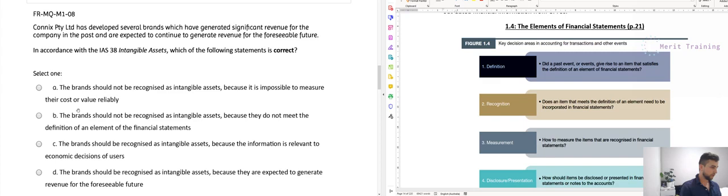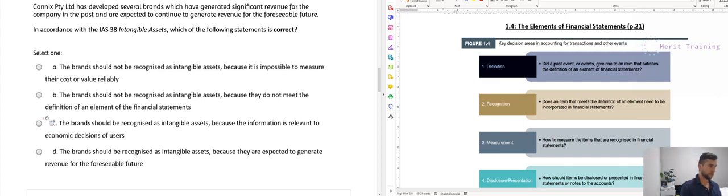So the answer is this one. They do not meet the element of a financial statement. So it's B is the correct answer.